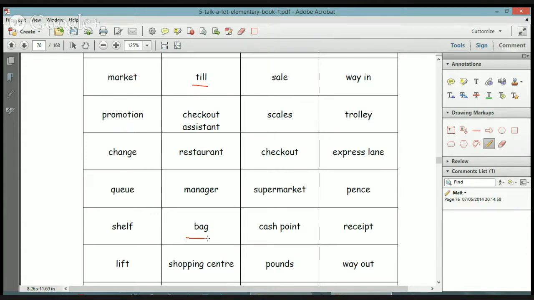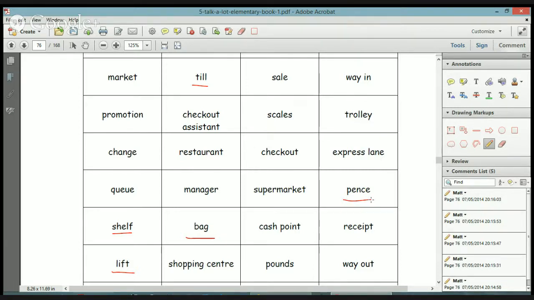Maybe bag. Bag is pronounced like that. It's not long, because it's one vowel letter. One vowel letter usually, most of the time, makes a short vowel sound. Lift, we've got lift, shelf, any more? Pence. And sometimes we see exceptions. One exception here. Can you find it? The exception to this rule?